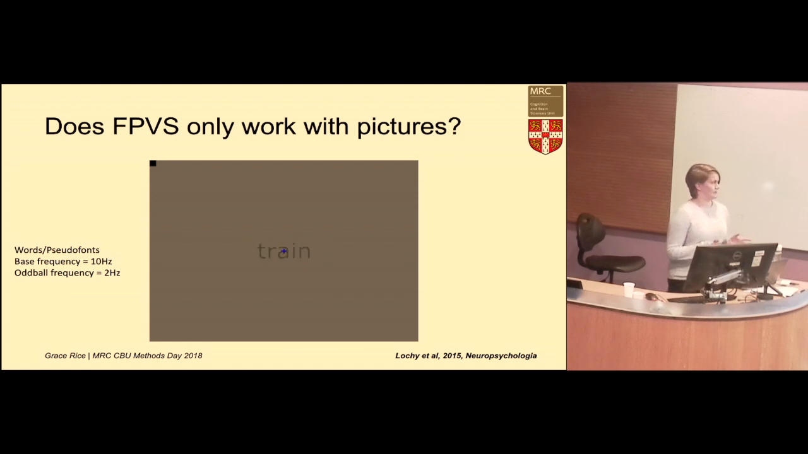So the idea is the same. You see each image appearing for 100 milliseconds. Here the base frequency is 10 Hertz, so a little bit quicker than the pictures. And the words repeat every 2 Hertz, so every 4 images you see a real word. But the task is the same, and you can collect this data within about 70 seconds of testing.